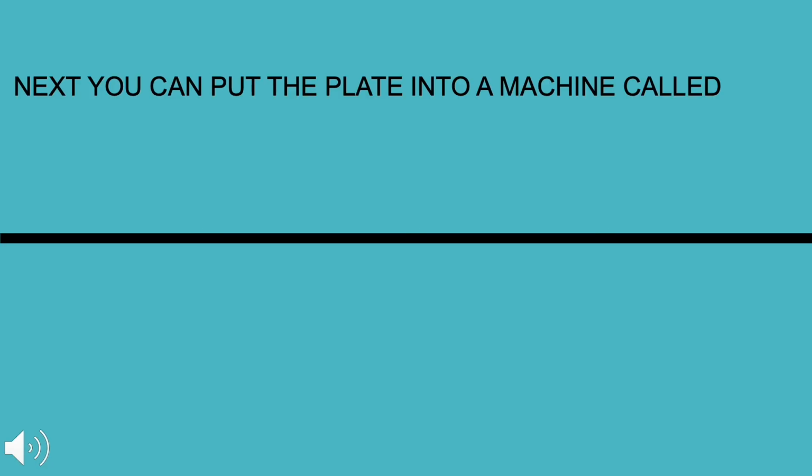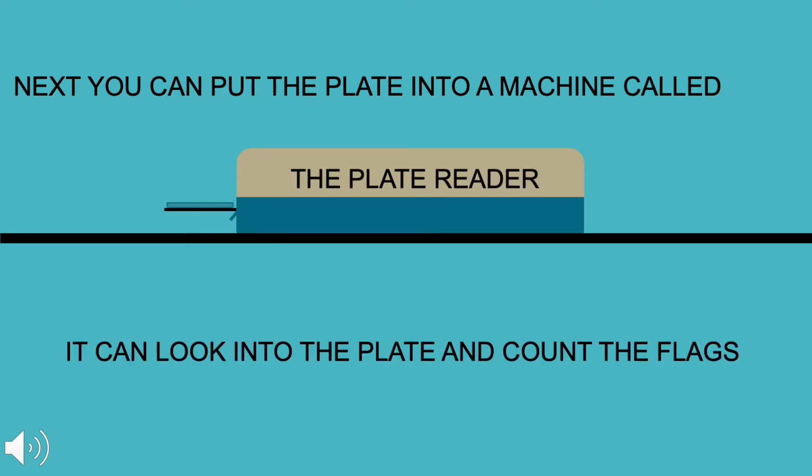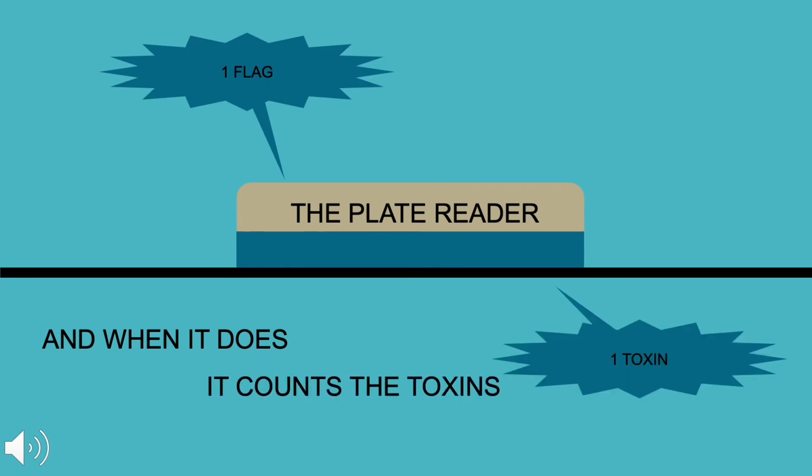Next you can put the plate into a machine called the plate reader. It can look into the plate and count the flags. And when it does, it counts the toxins. Good job. That is how an ELISA test works.